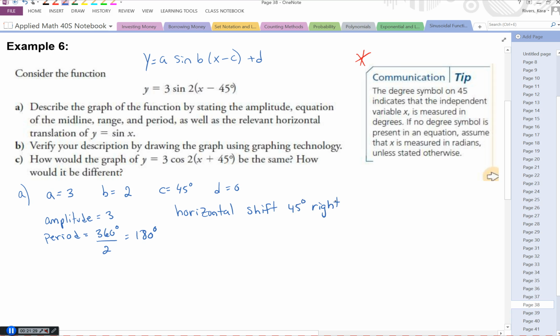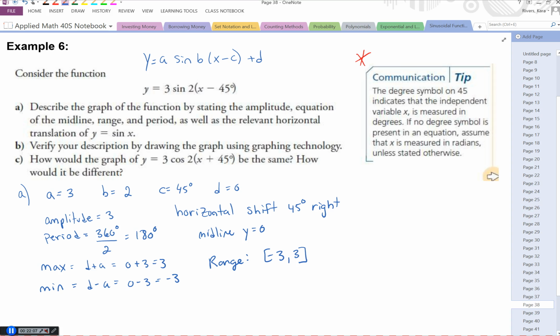And then our d value is 0, which means that our midline is at y equals 0. Okay? Now from here, we can get our maximum and our minimum, because our maximum is going to be d plus a, which would be 0 plus 3, or just 3. Our minimum is d minus a, or 0 minus 3, which is negative 3, which implies that our range would go from negative 3 to 3.